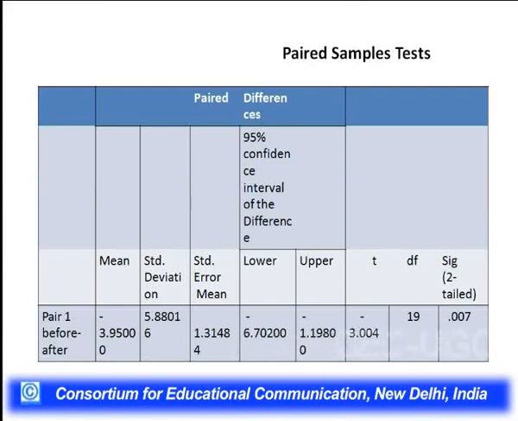So at the 95% level of significance, the confidence interval of the difference shows the lower and the upper limit, the t is 3 and the significance value is 0.007. So overall, we have to understand the analysis part. The analysis part states that you have to see the two aspects together, that is the t-value and the significance value.